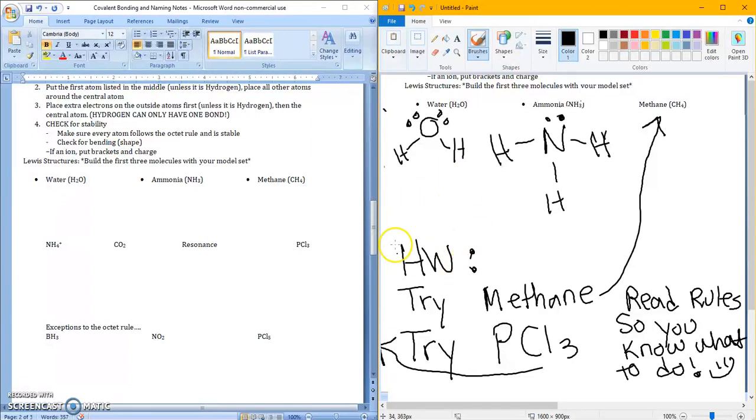So what I want you to do for homework is I want you to try drawing methane. Okay, so you should have methane drawn. I want you to try PCl3. And then I also want you to read over these rules that we went over. And I want you to know exactly what those rules mean, how they fit in drawing these Lewis dot structures. So when we practice drawing in class, you will know what you are doing. Okay? So just read over and make sure you know them. And then we will go over and practice these more in class.